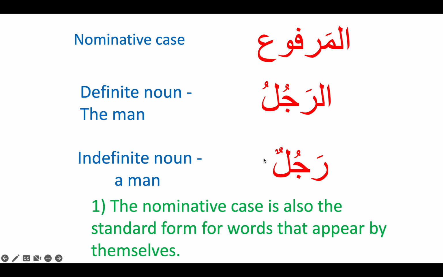Now this leads us very nicely to the first usage of the nominative case that we're going to study today, which is that the nominative case is also the standard form for words that appear by themselves. So prime example here, this word appears by itself, the man, الرجل. So if we want to say the man, or the house, البيت, or a man, رجلون, it's a word that appears by itself, so it needs the nominative case.